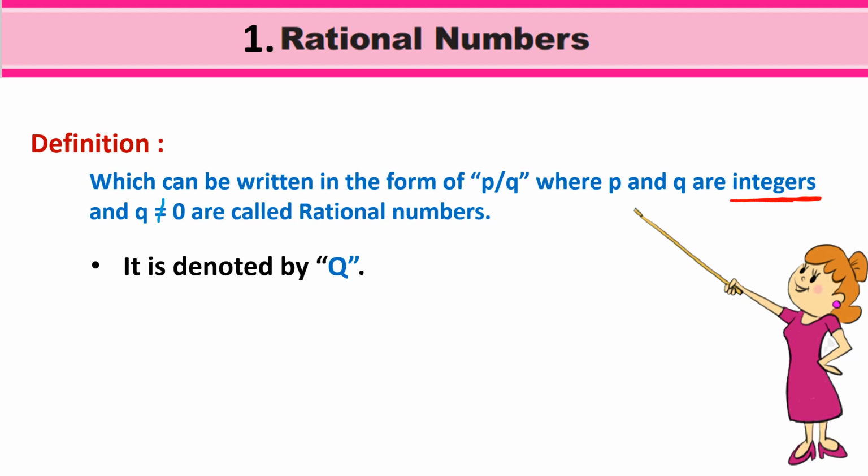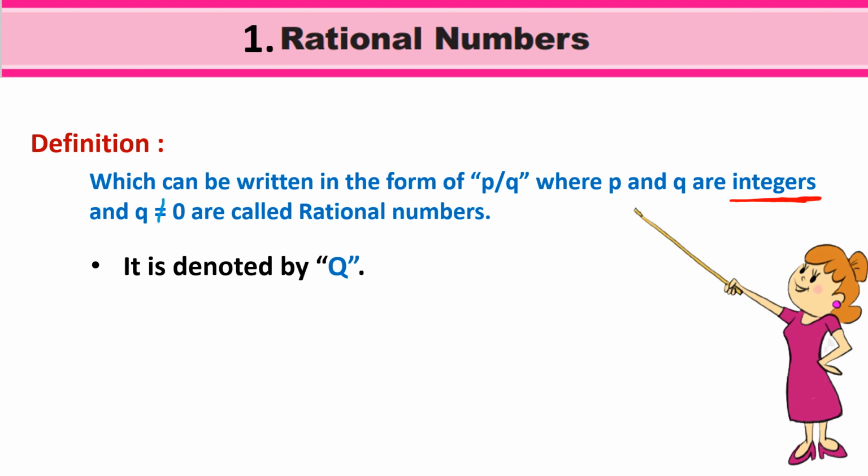So that means we are taking these integers, that is negatives and positives, right? In fractions we did not take negatives, so you can take only positives, right? That's why we define fractions as which can be written in the form of a by b, where a and b are whole numbers. But here we are taking integers, right? So be careful when we define rational numbers and fractions.